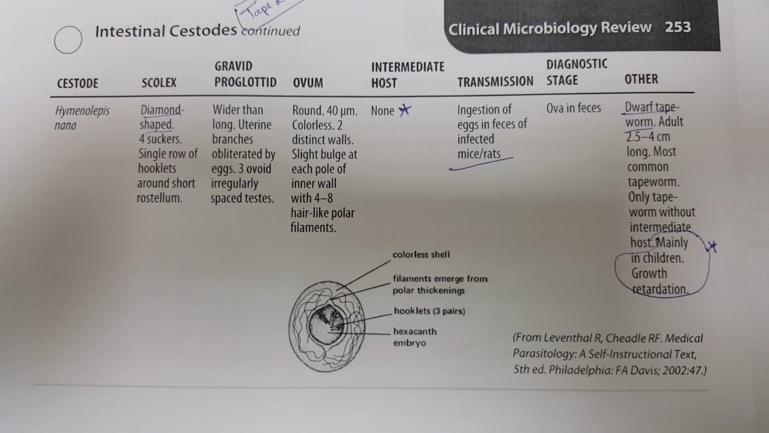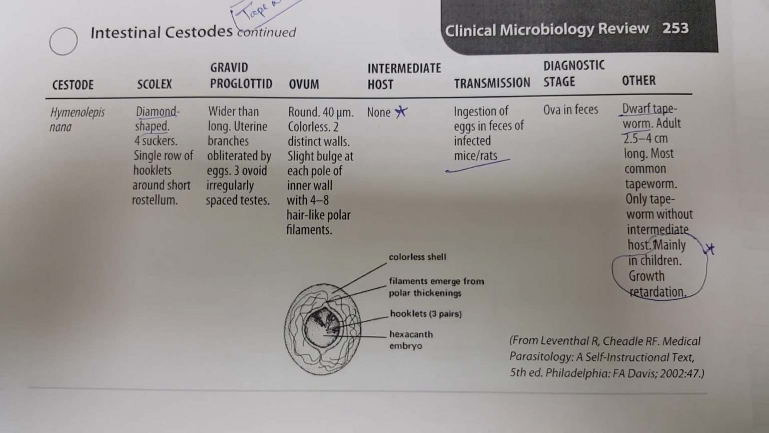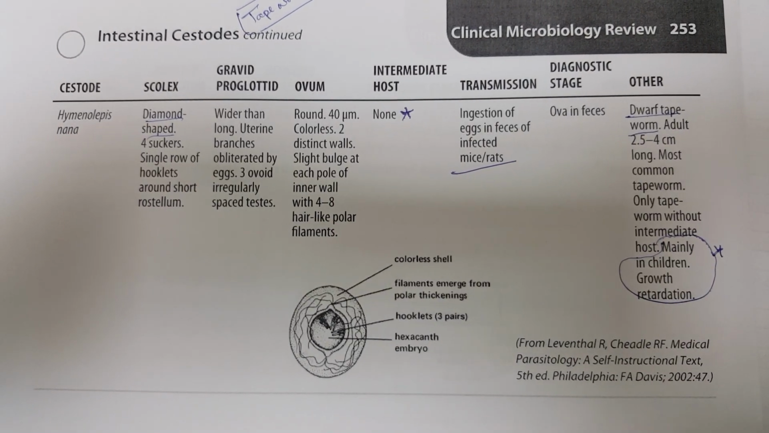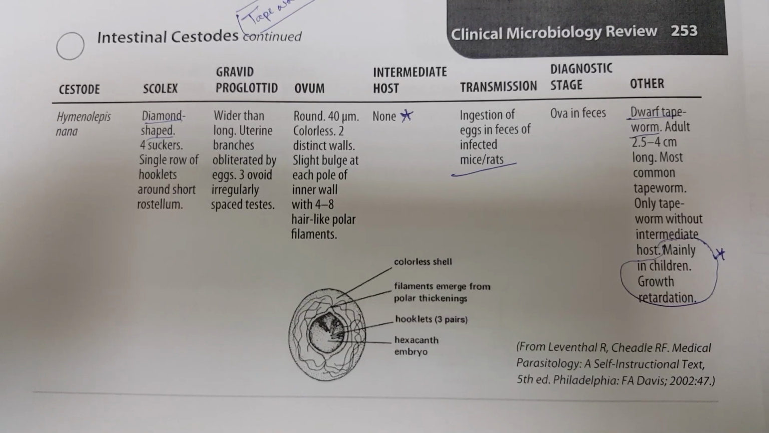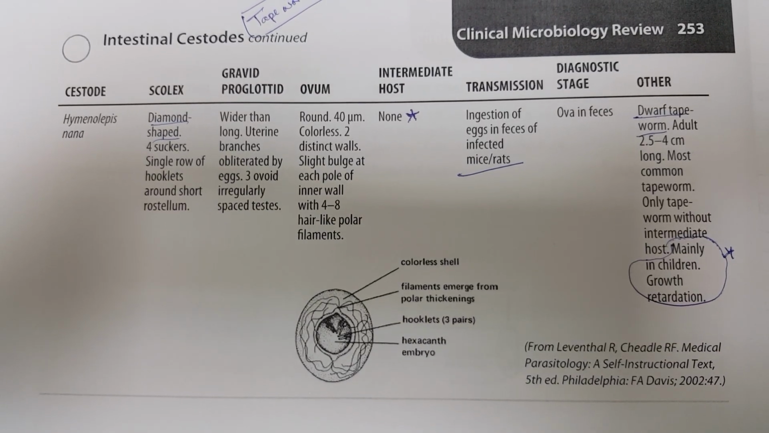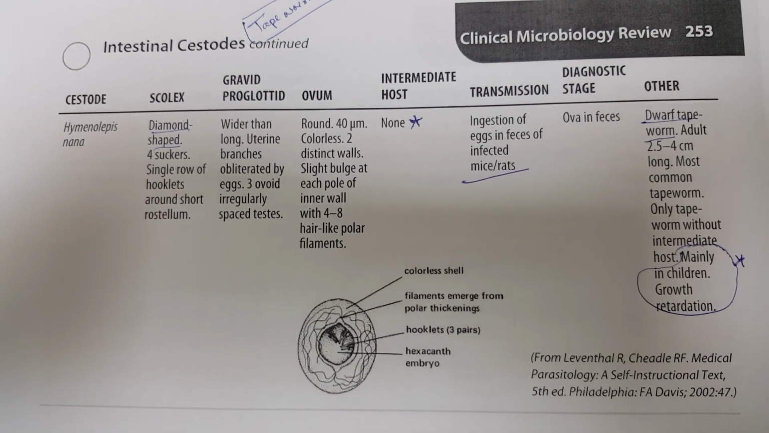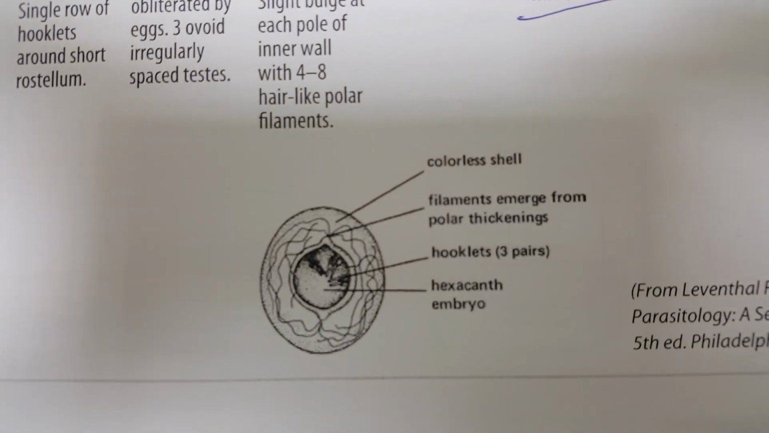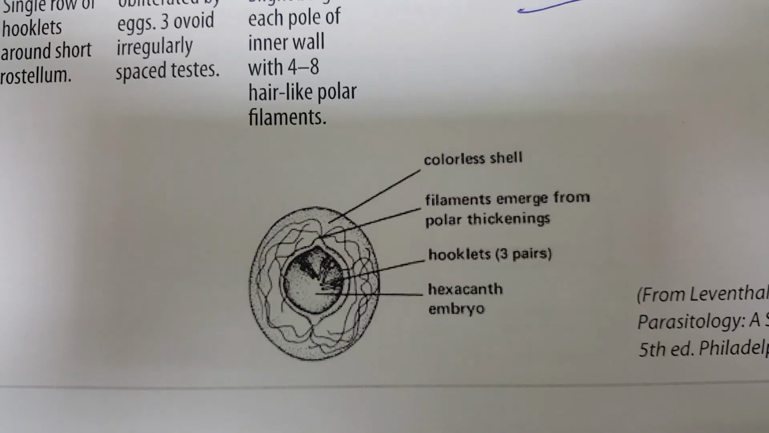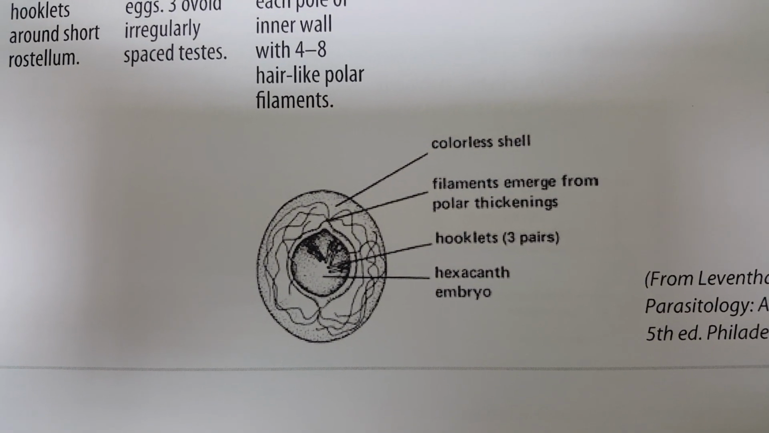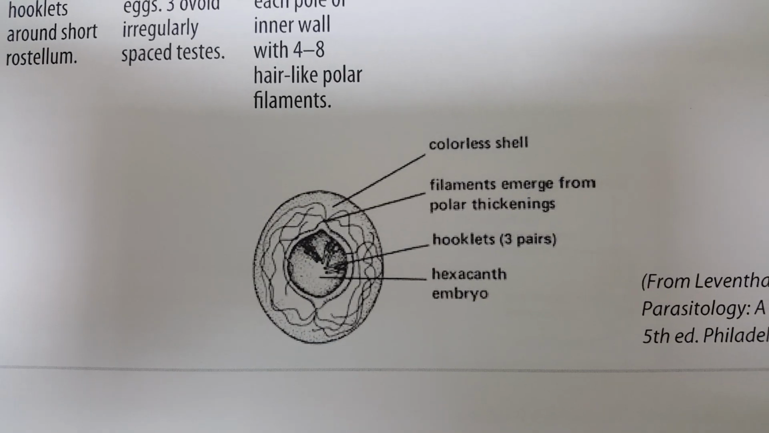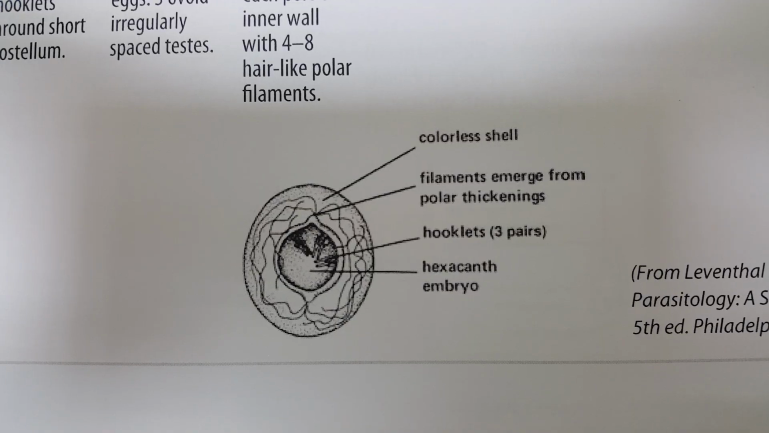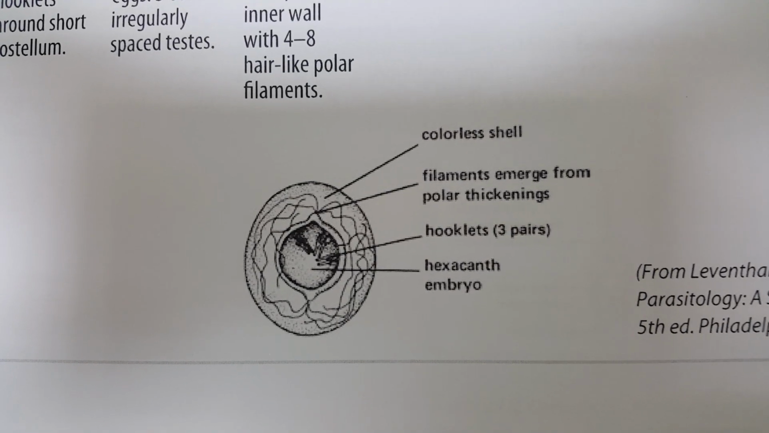Its adult worm is 2.5 to 4 centimeter long. It is the most common tapeworm and the only tapeworm without an intermediate host, as we explained earlier. Mainly in children, it causes growth retardation. If we see the picture of this H. nana, it is quite similar to Taenia, but the Taenia egg is dark brown and this one is light, with a colorless shell and filaments emerging from the polar thickening, 3 pairs of hooklets, and a hexacanth embryo inside.